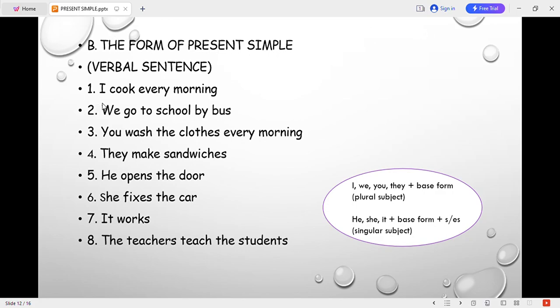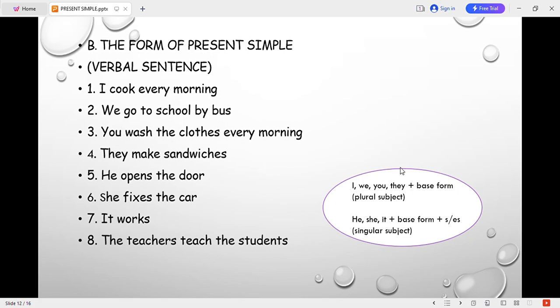Here, example number 1, I cook every morning. So the activity that is always done by the subject I is cooking every morning. Cook is the base form, verb 1, not the to be verb. A nominal sentence uses the to be verb, but a verbal sentence uses the base form of the verb. We will talk about the nominal sentence later.